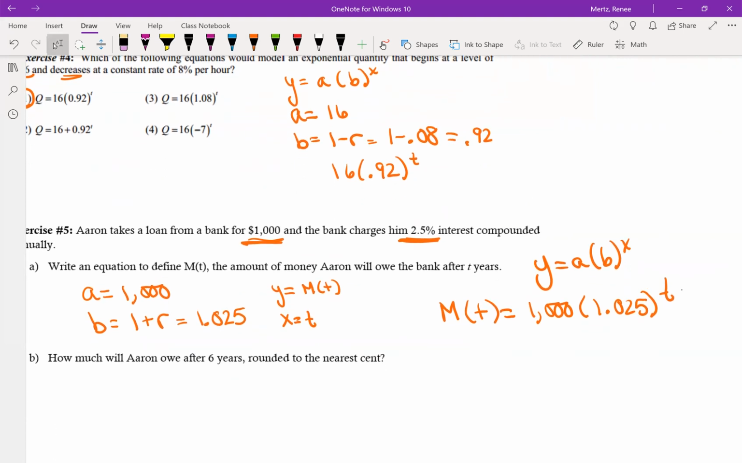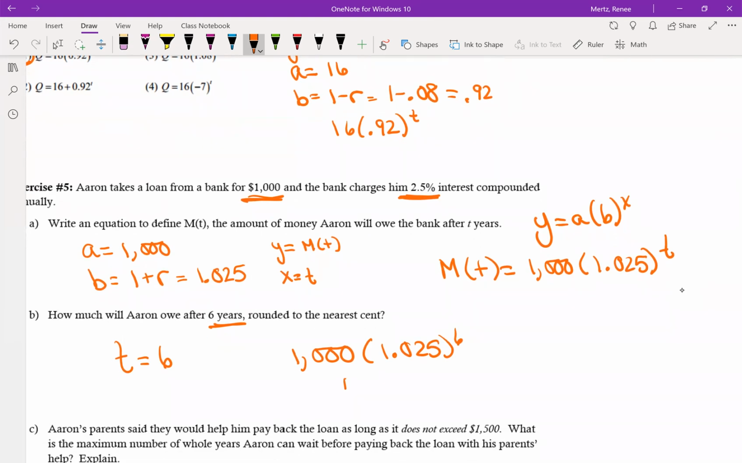How much will Aaron owe after 6 years? So years is our time, so t equals 6. Please plug in 1,000 times 1.025 to the 6. So $1,159. Watch your rounding on the change, 69 cents.